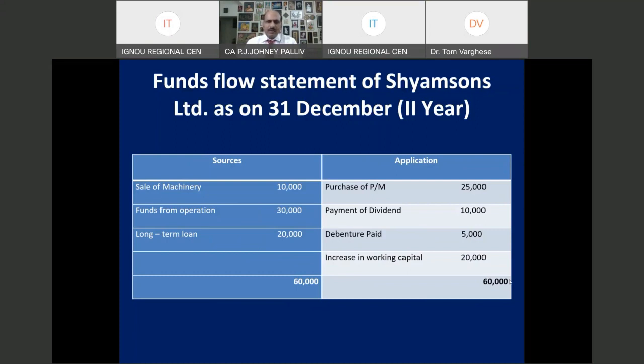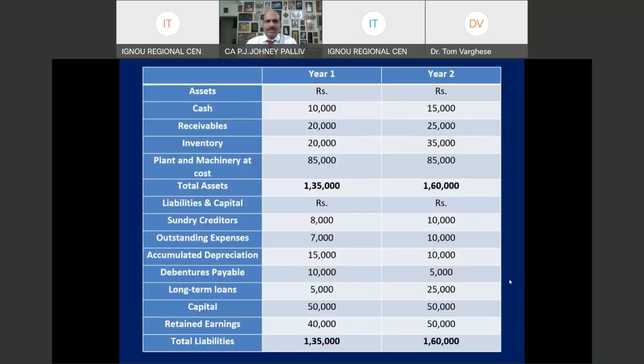Now, let us see how we have obtained this statement from the balance sheet. In the balance sheet, you have short-term assets and long-term assets, short-term liabilities and long-term liabilities. Short-term assets go to the statement of changes in working capital, long-term assets go to the statement showing sources and uses of funds. Similarly, short-term liabilities go to the statement of changes in working capital, and long-term liabilities should be shown in the sources and uses of funds.